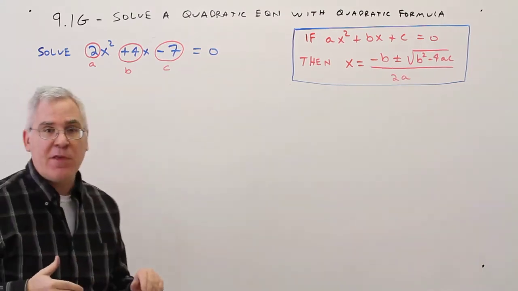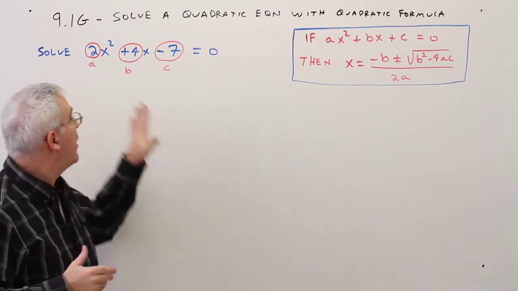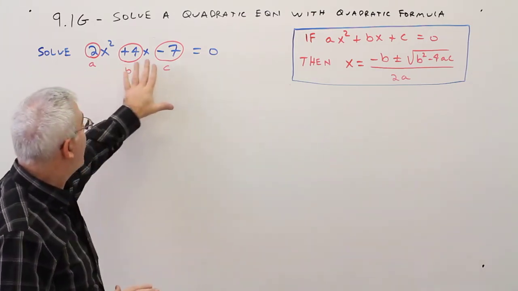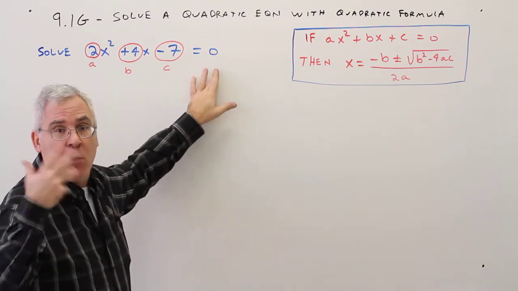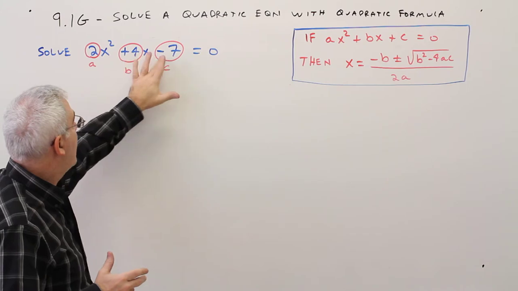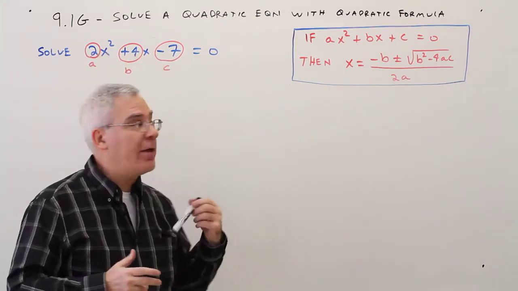All right, here's the example. Solve this equation with the quadratic formula. Step 1, you've got to be in standard form. So ax squared plus bx plus c equals 0. Once you do that, you identify your a, your b, and your c. Notice that I'm circling the signs, and then we're just going to apply the formula. So here we go.